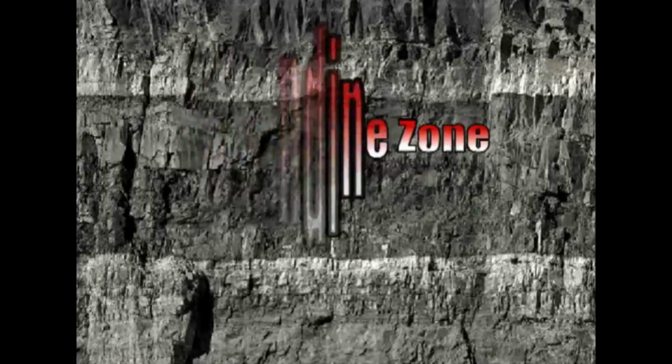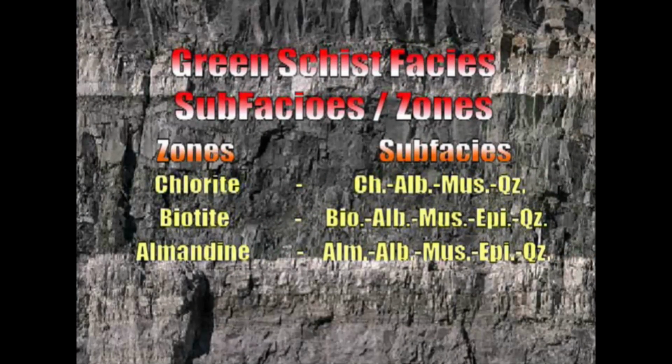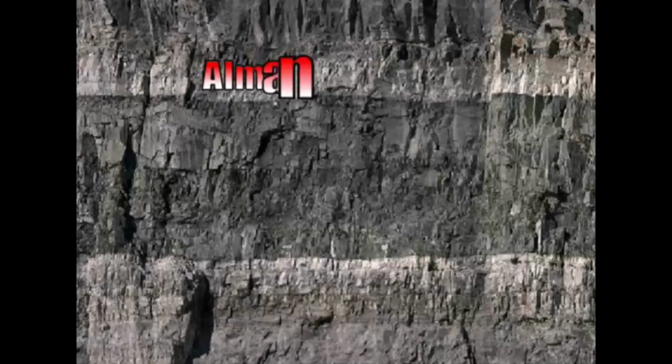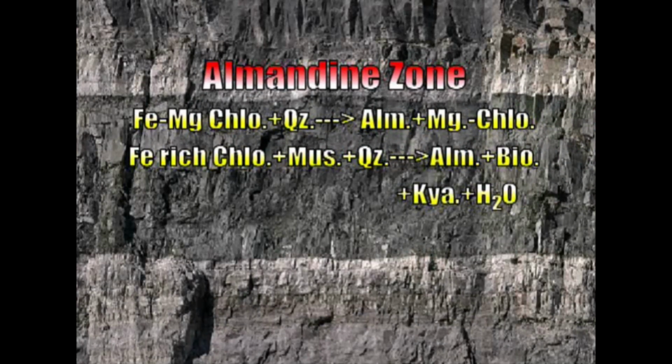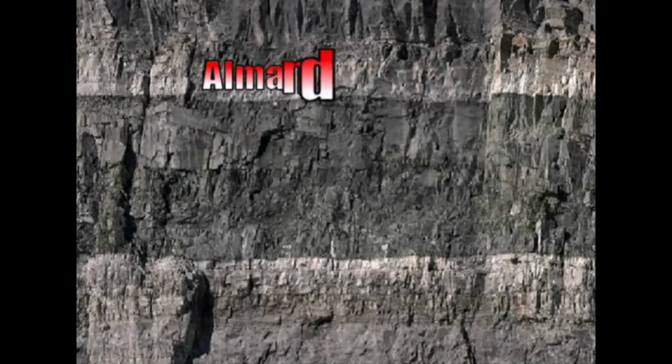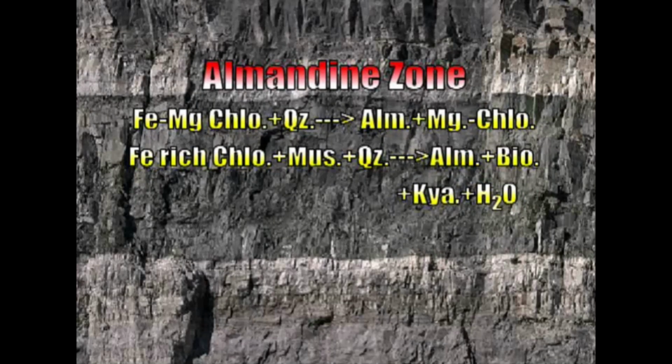Almandine zone or quartz, muscovite, albite, almandine garnet subfacies. The garnet zone of the greenschist facies is recognized by the first appearance of almandine garnet by the following reactions: FeMg chlorite plus quartz give rise to almandine plus Mg chlorite plus water. Fe chlorite plus muscovite plus quartz give rise to almandine garnet plus biotite plus minus aluminosilicates plus water.